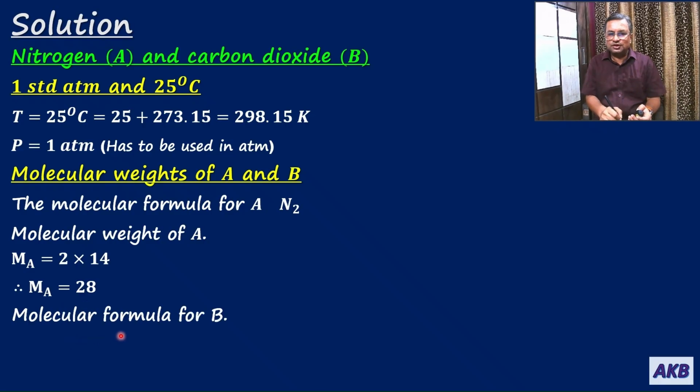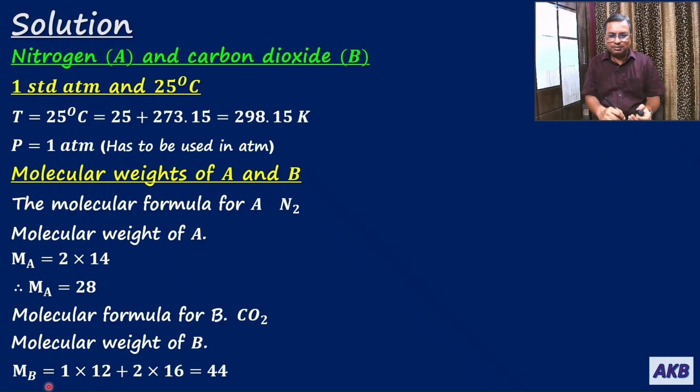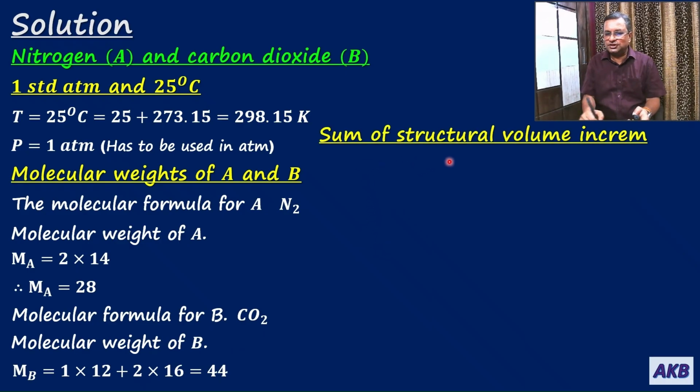Then molecular weight of carbon dioxide. In this case, B is carbon dioxide. So molecular formula for B is CO2. So molecular weight of B, in this case, it will be Mb is equal to, there is one atom of carbon into atomic weight of carbon plus 2 atoms of oxygen into atomic weight of oxygen. So molecular weight is 44 for carbon dioxide. You know that. Now let us get some structural volume increments for this case.